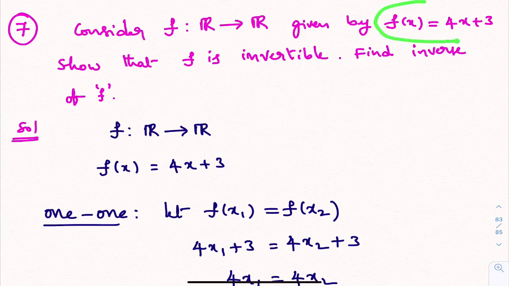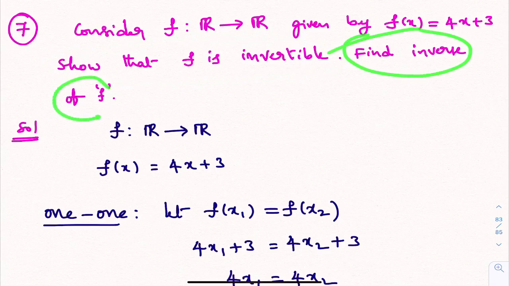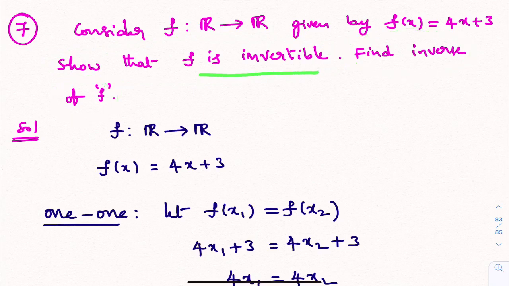This is an important one. f(x) = 4x + 3, and the function is from all real numbers to real numbers. They are asking, show that f is invertible and find the inverse of the function. Okay, two things are there. They are asking you to show that it is invertible and find the inverse of f.